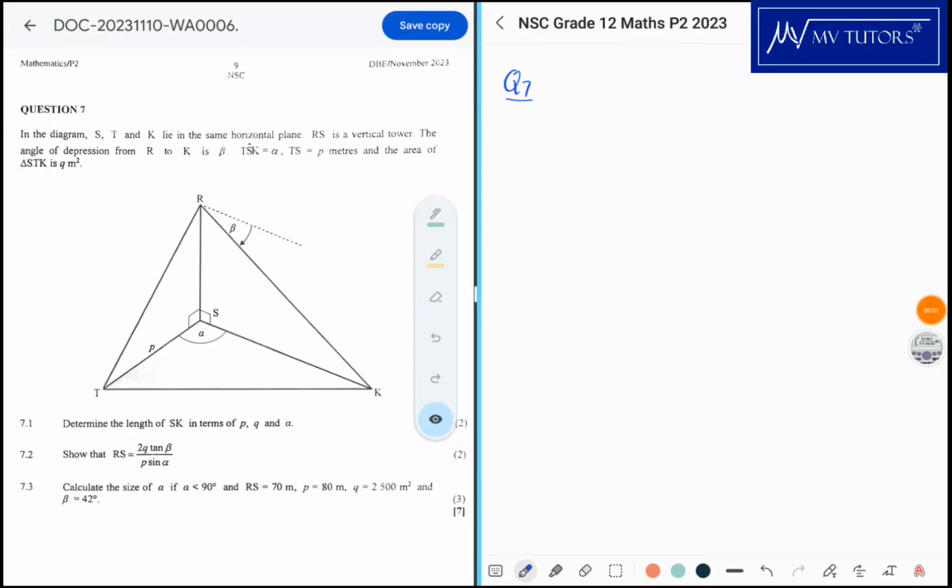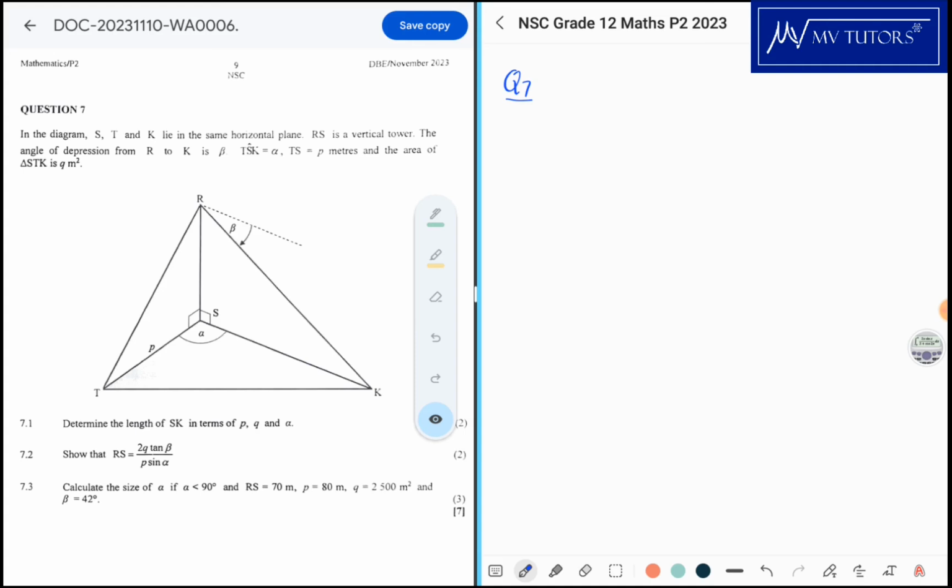Question 7. Alright, so this is the last portion of trigonometry. And it says, in the diagram, S, T, and K lie in the same horizontal plane. RS is a vertical tower. The angle of depression from R to K is beta. And then angle S between T and K is alpha. TS is equal to P meters and the area of triangle STK is Q squared meters.